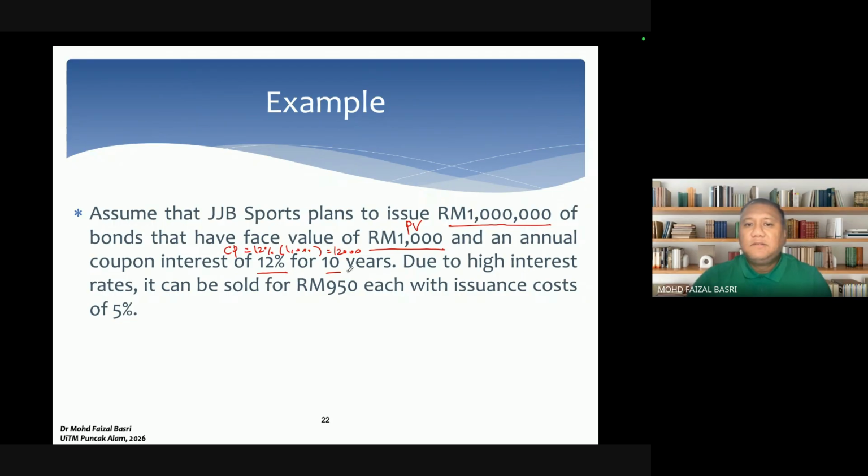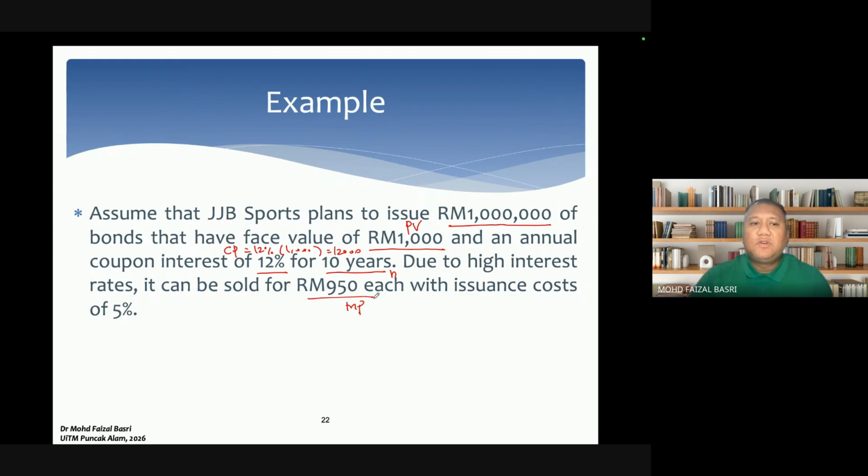For how long? For 10 years. So this is our N. So the N is 10 years. So we have CP, we have PV, we have N. So kita tinggal proceed sahaja. So proceed, we have to know the market price. So this market price is 950. Okay, so market price is 950.